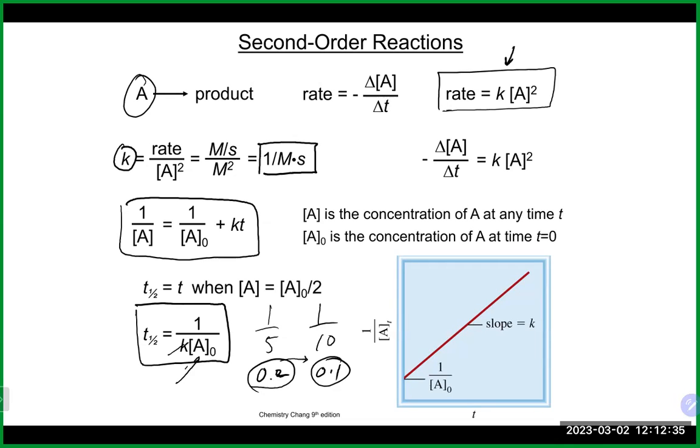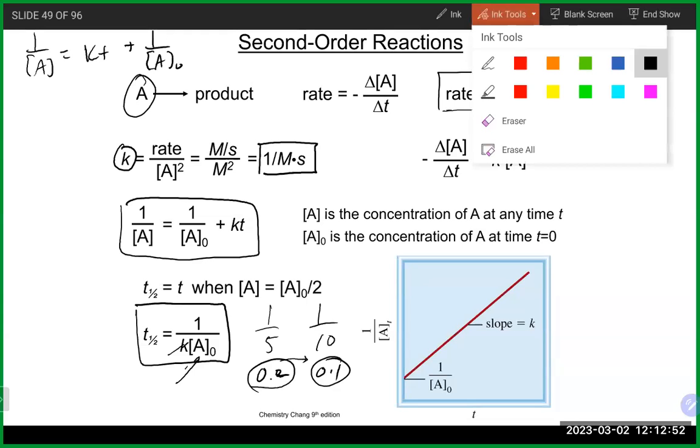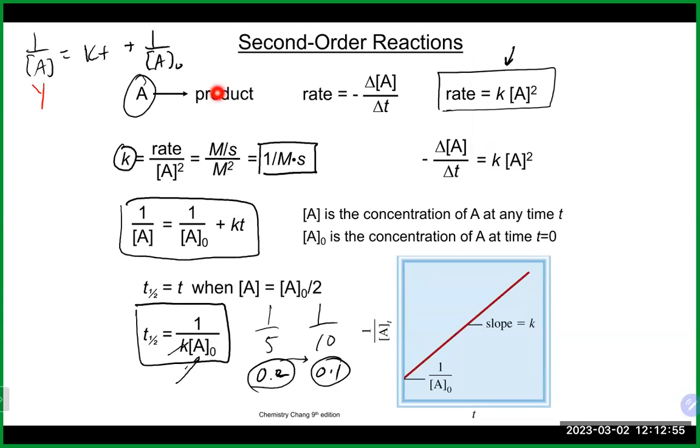Just like what we did with first order, we could rearrange it and write it as 1 over A equals kt plus 1 over A naught. That also can be written in the form of a straight line, y equals mx plus b. So once again, the typical graph for a second order reaction would have 1 over the concentration of A on the y, and on the x will be our time.